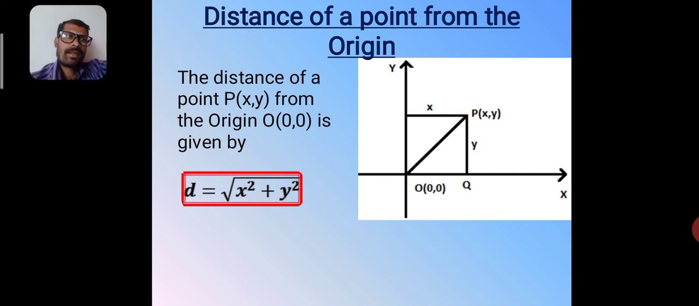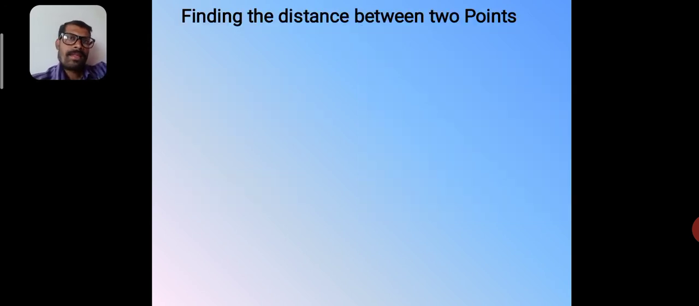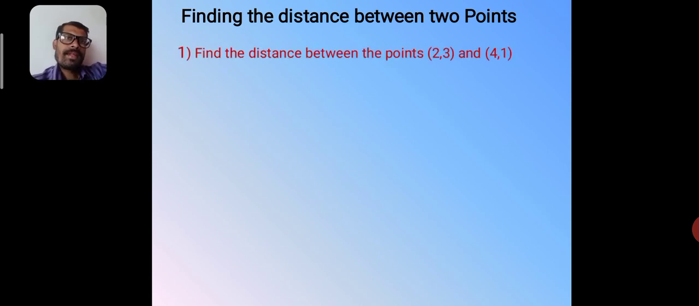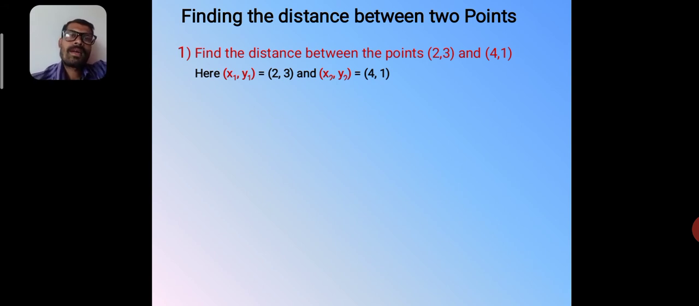Let us apply some problems regarding this distance formula. Let us find the distance between two points using the distance formula. For that, let me consider one problem. Finding the distance between two points: find the distance between the points (2, 3) and (4, 1). So here 2 is x1, 3 is y1, 4 is x2, 1 is y2. So (x1, y1) is (2, 3) and (x2, y2) is (4, 1). Let us substitute these two values in the distance formula.